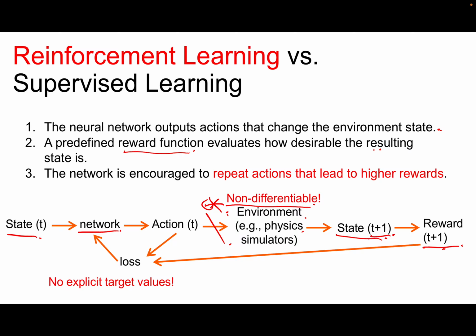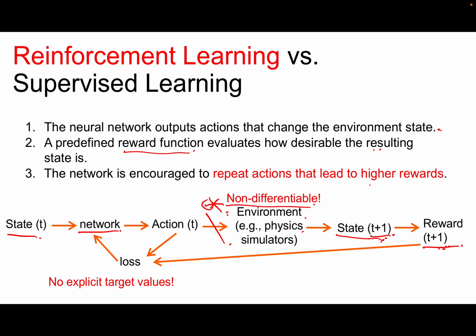So our goal is making the robot reach that door, but for some reason, the robot goes backward. The robot goes in this direction. Then the reward could be lower, right? But in some iteration, the network outputs a good action, so that the robot moves in this direction. Then the reward could be high, right? So it evaluates how desirable the resulting state is. The network is encouraged to repeat actions that lead to a higher reward.